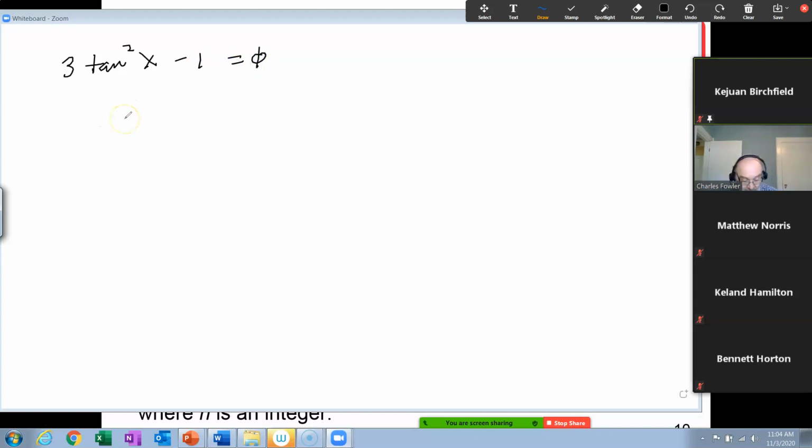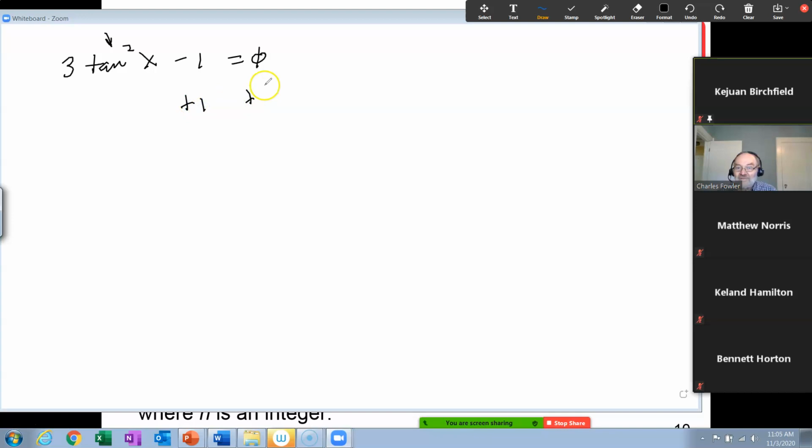Now, we're trying to solve the equation. Now, there are a couple of approaches here. I think I'll do the simpler approach first. It's one that can cause you problems, so be careful with it. But we'll just isolate the tangent. Okay? So what we'll do first is add 1 to both sides.